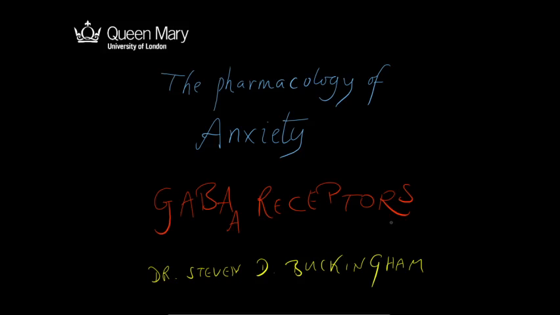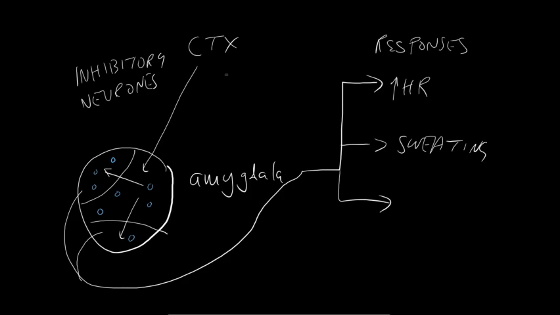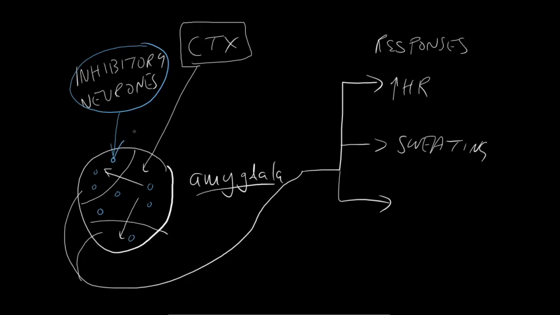In this video, we're going to look at the role of GABA A receptors in anxiety. You may remember, if you've seen one of my other videos, that there's this idea that the amygdala controls learned fear and plays a major role in anxiety. The amygdala receives cortical inputs, and these cortical inputs are processed within the amygdala, but we also have these inhibitory neurons which turn down the amygdala, and that reduces the anxiety.